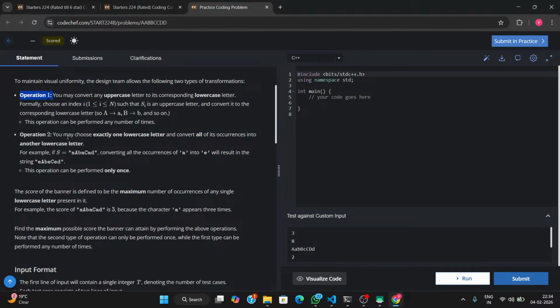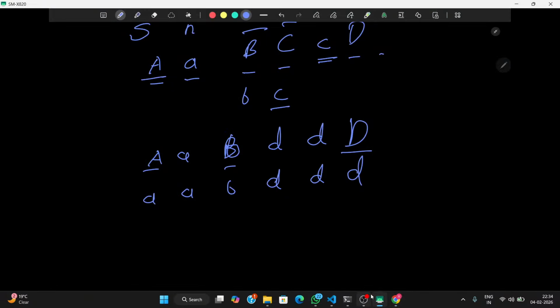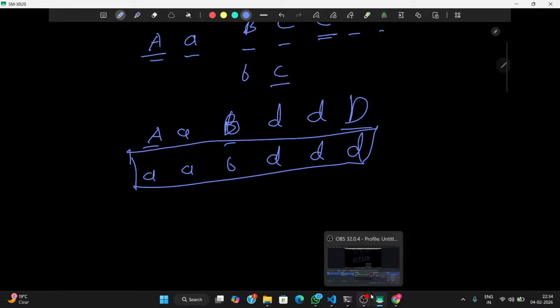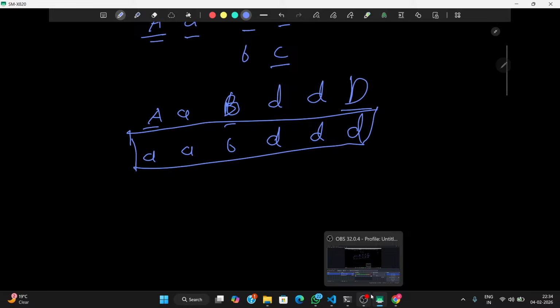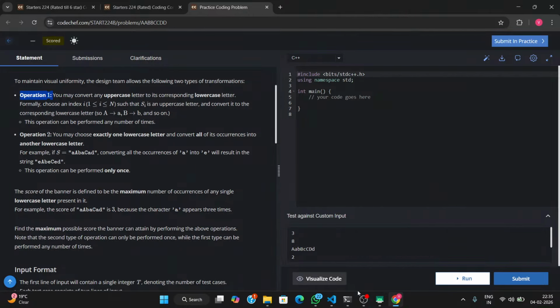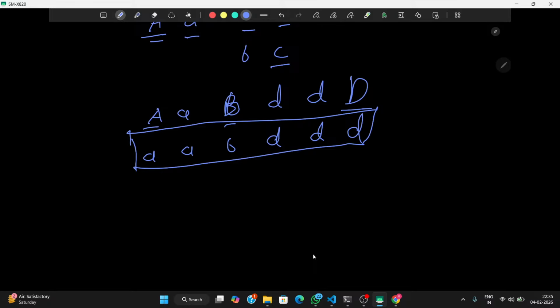Now for operation two, we can choose any one lowercase letter and convert all of its occurrences to any other lowercase letter. And we need to find the maximum number of occurrences of any single lowercase letter. So after doing operation one several times, we will get a string of all lowercase English alphabets. If we do not need to perform the second operation, the answer will be simply the maximum count of any single lowercase letter after performing operation one.